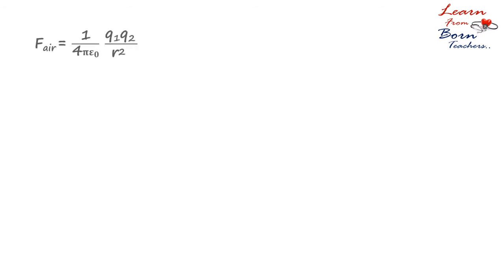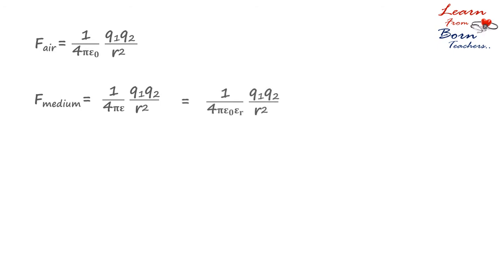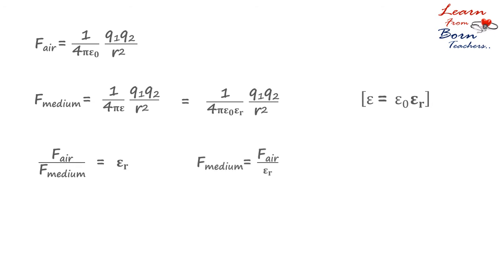Force between two charges in air or in vacuum is 1 by 4 pi epsilon 0 into q1 q2 by r square. And in any medium having permittivity epsilon, it is 1 by 4 pi epsilon into q1 q2 by r square, which is equal to 1 by 4 pi epsilon 0 into epsilon r into q1 q2 by r square, because epsilon is equal to epsilon 0 into epsilon r. Now we can take the ratio of these two forces. We get force in air by force in medium is equal to epsilon r. That is, force in medium is equal to force in air by epsilon r.